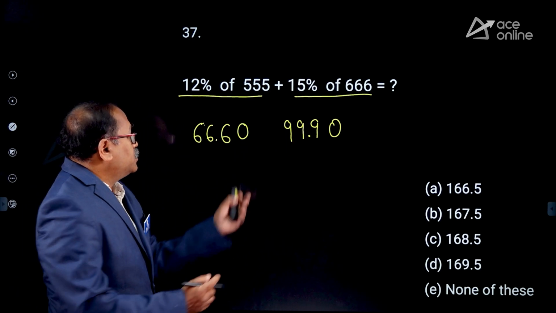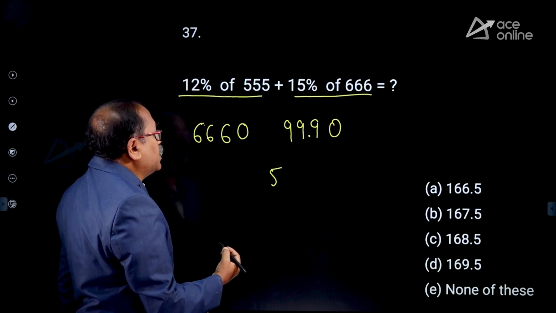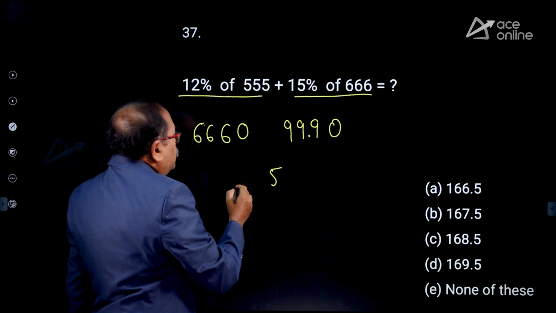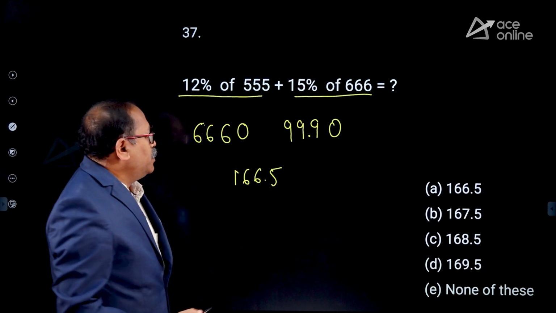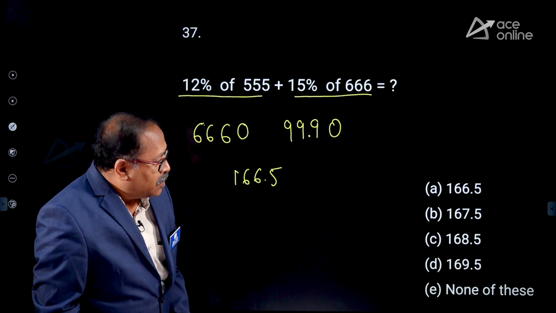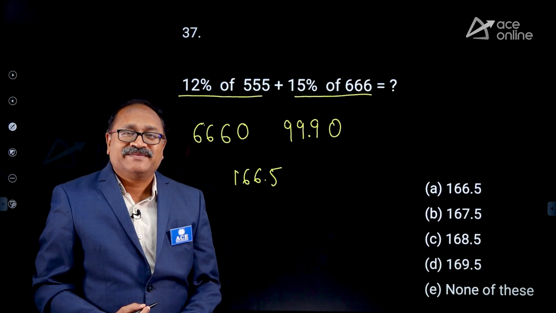So let's find out. That is 5, 9 5 is 9, 6 is 15, carry 1. So there is 100 and 66. So my answer should be 166.5. Do we have any option? Option choice A. Next question.